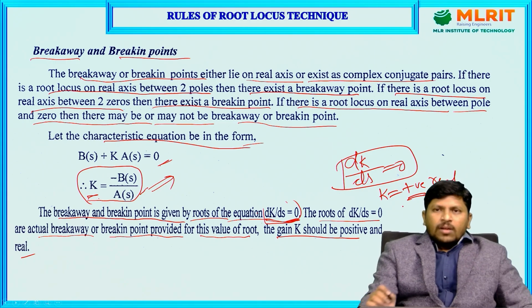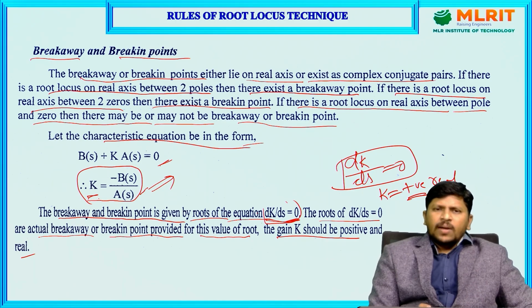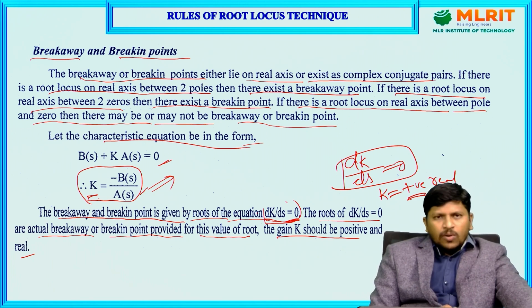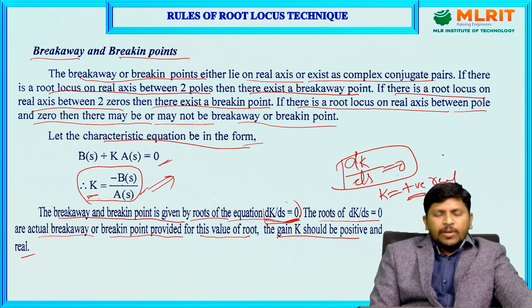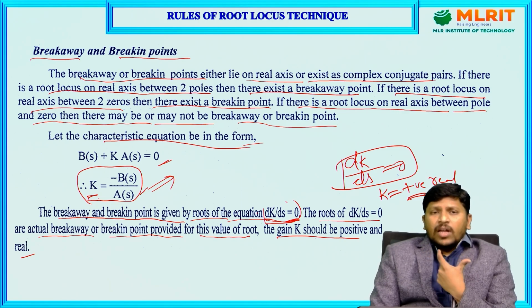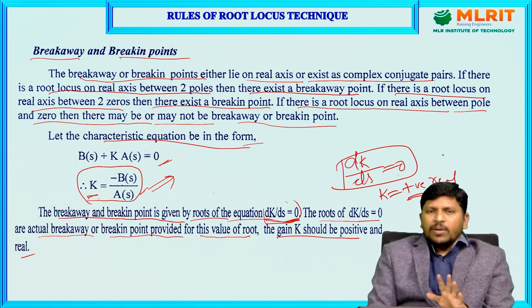If it is not a positive real value, and any negative gain value occurs, then there is no breakaway or break-in point. Simply remember that. To calculate the breakaway or break-in point, first we consider the characteristic equation from the given question. Take the constant k equal to some ratio of values. Then differentiate that gain parameter k with respect to s and equate to 0. If the k value is positive, that value is the breakaway or break-in point.